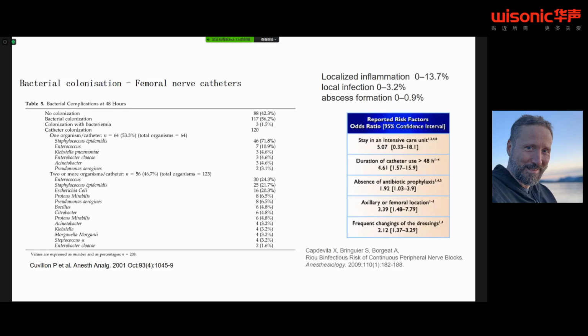What we usually see is a local inflammation or local infection in some of our patients. So also in my experience, it is extremely seldom that we see a patient that really has to be treated due to an infection associated to our nerve block techniques. However, we have to follow up, and one important rule is maybe not to leave catheters too long in the patients, to remove them as soon as possible.